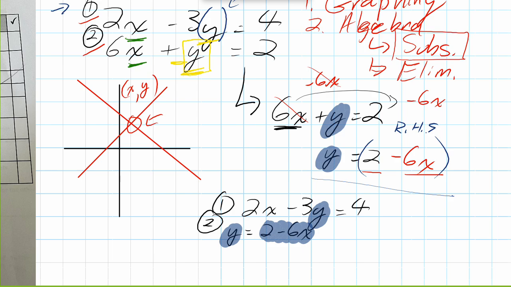So now we're going to focus on equation 1. We have 2x minus 3, and instead of just writing the letter y, we're going to write everything that y is equal to, which is 2 minus 6x. The reason we do this, when we go ahead and look at this, we're going to focus on it now.